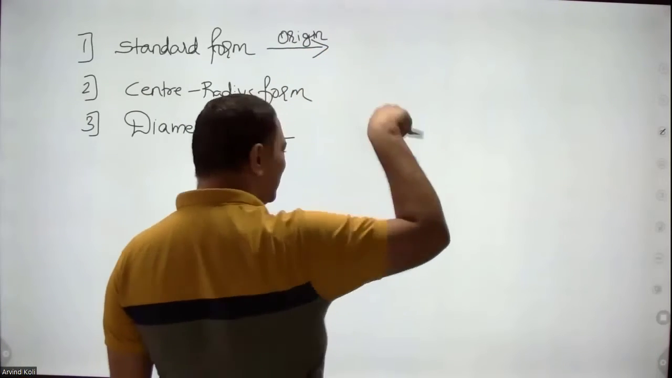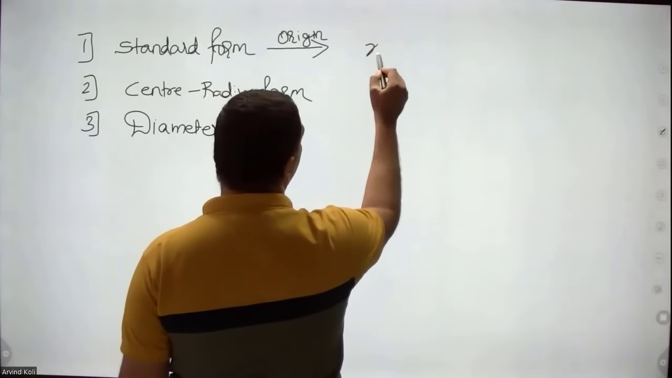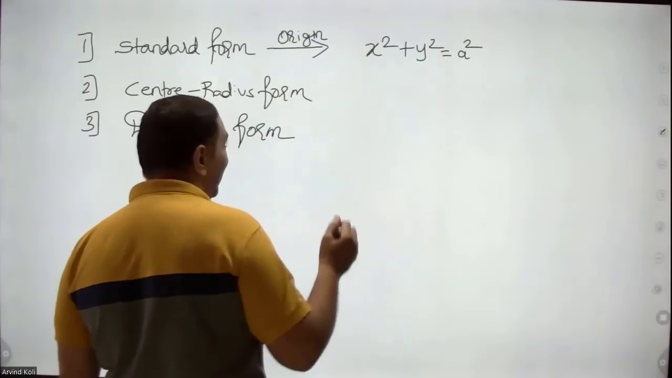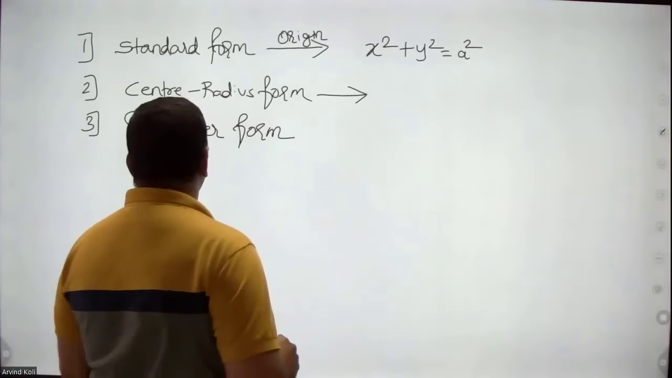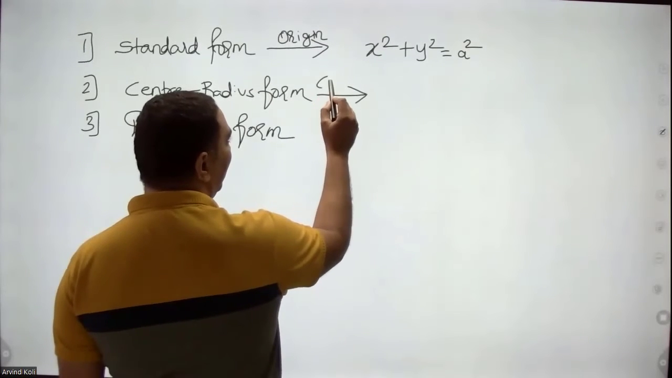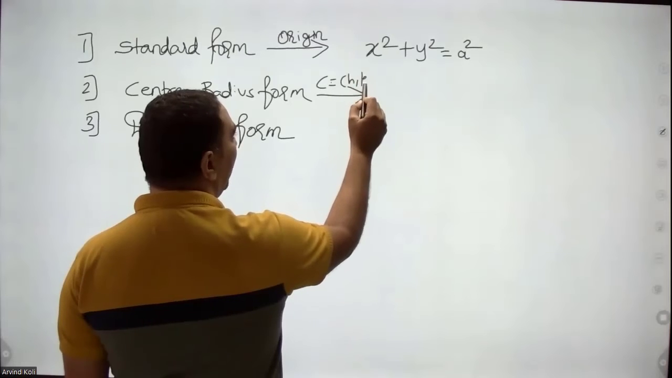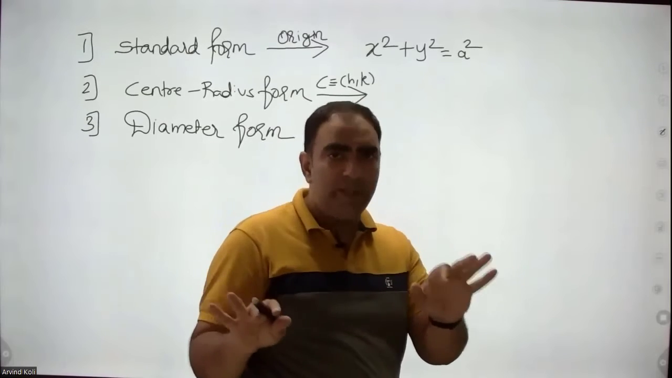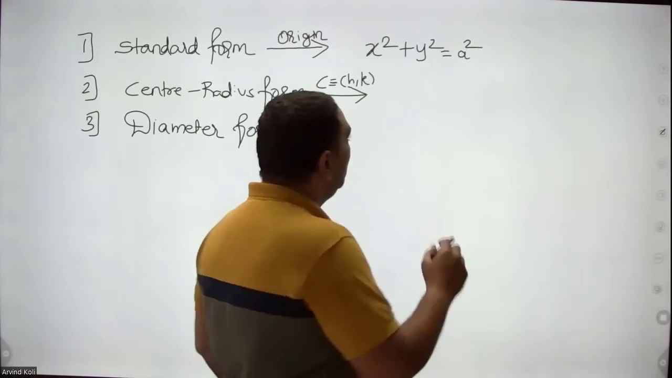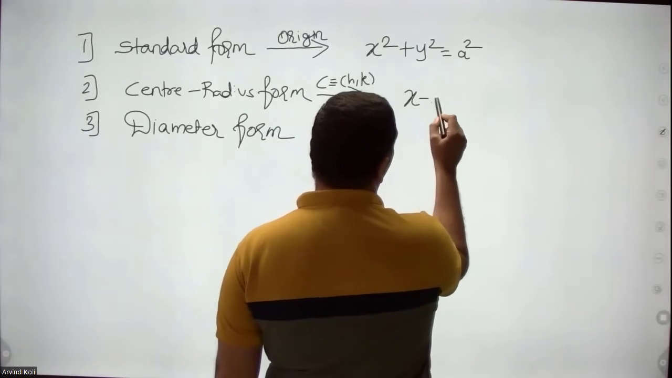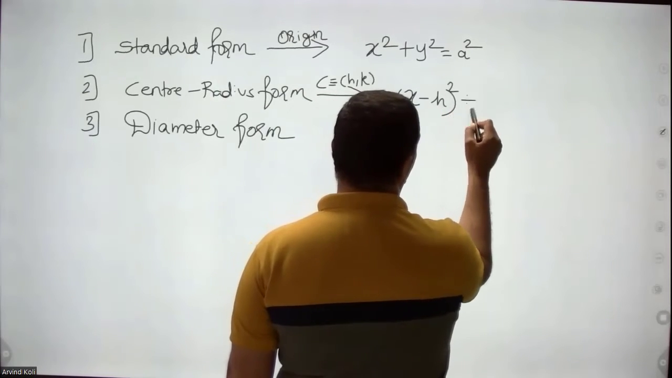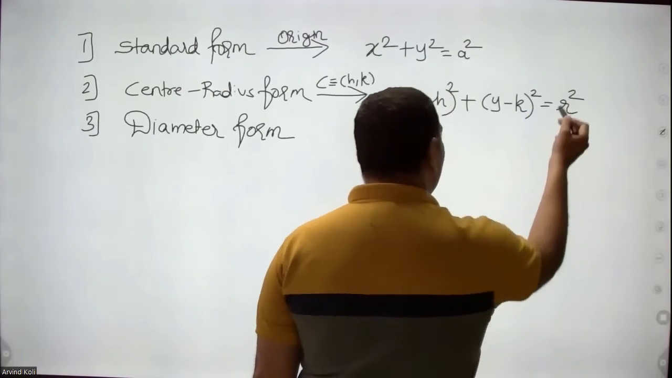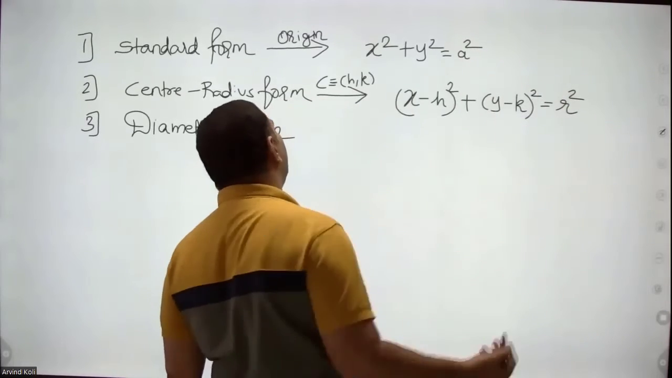Now, for standard form, center of the circle should be at origin, and the radius of the circle is, let's say, a. Then the equation of the circle is x square plus y square is equal to a square. Next, center radius form. यहाँ पे जो center है उसका coordinate को हम बोलते हैं h, k. This formula we will apply whenever the center of the circle is not at origin. The formula is x minus h the whole square plus y minus k the whole square is equal to r square. R is radius, this a is also radius.